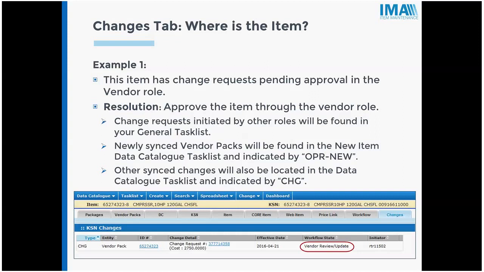So in session 2, when we worked through the New Item grid, I did show you how you can use the filters at the bottom of your task list screen to filter out new items, operational new, or change items.